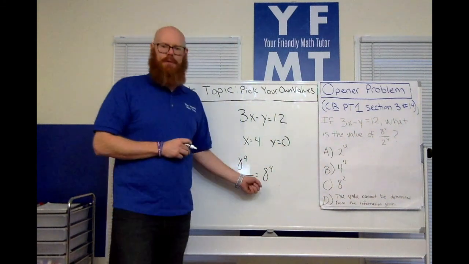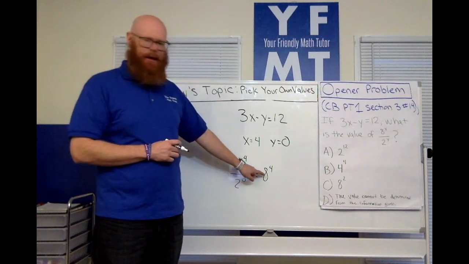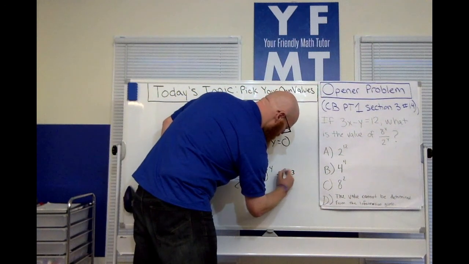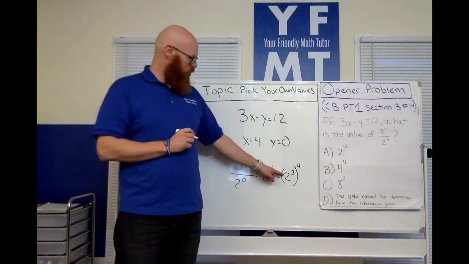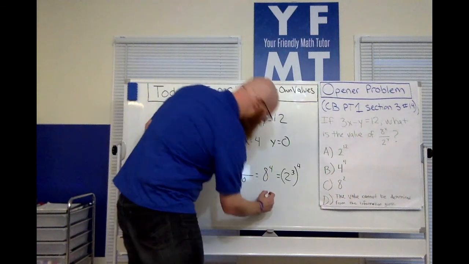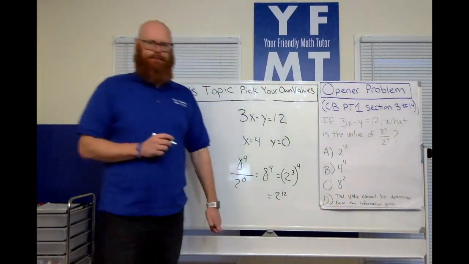And we're going to use something similar to what we used in the school way, which is we are going to think of 8 as 2 cubed. So 8 is 2 to the 3rd, that's raised to the 4th. We've got another exponent law, 2 to the 3rd to the 4th is just 2 to the 12th, which gives us answer A.